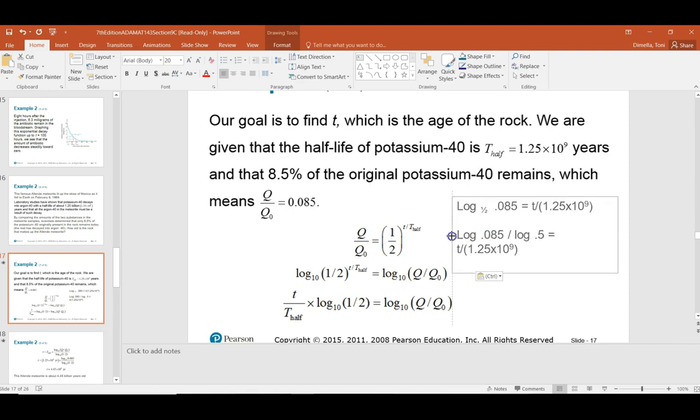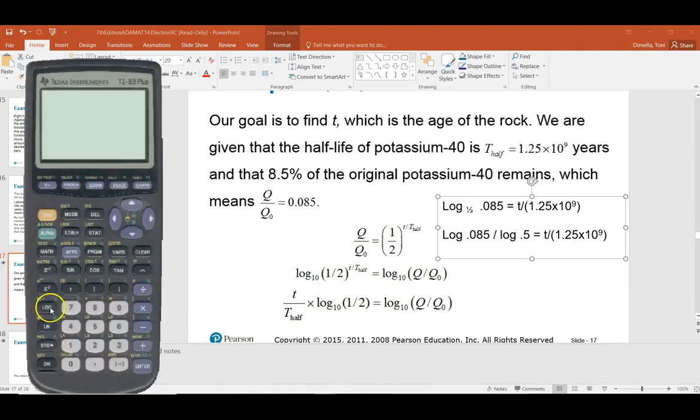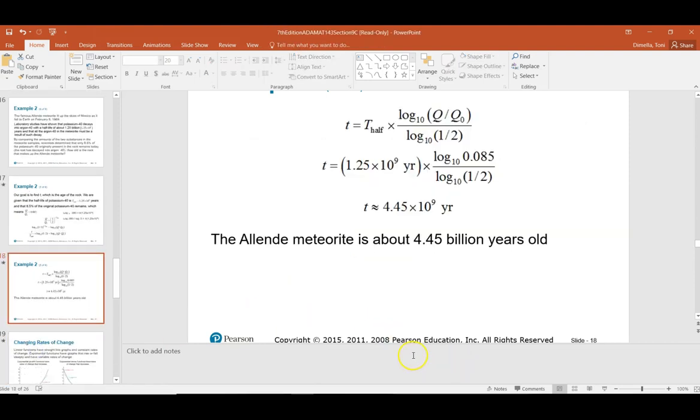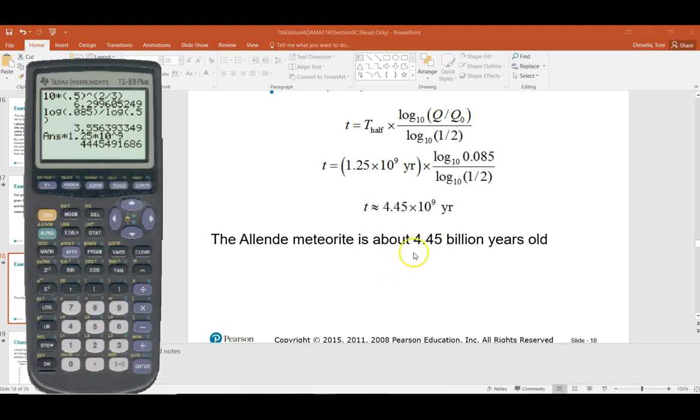So I'll need to figure out what this log stuff says. I'll use my calculator. Log of 0.085 divided by log of 0.5 gives me that crazy number. Now it's this crazy number times all of this. So times 1.25 times 10 to the 9th. So I would need to cross multiply to find t. And I get a super big number. It's about 4.45 billion years old.